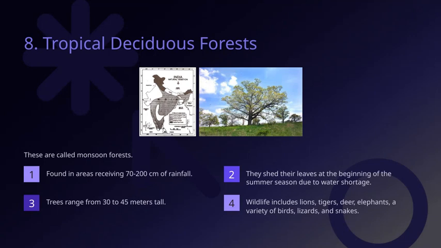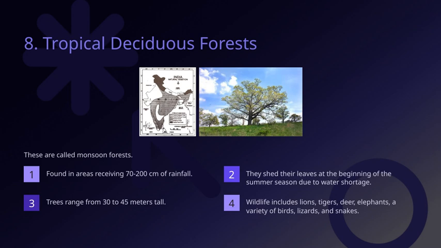Tropical deciduous forests, also known as monsoon forests, are quite fascinating. They typically occur in regions that receive between 70 and 200 centimeters of rainfall annually. This rainfall pattern influences the type of vegetation and wildlife you find there. The trees in these forests are quite tall, ranging from about 30 to 45 meters, creating a dense canopy.